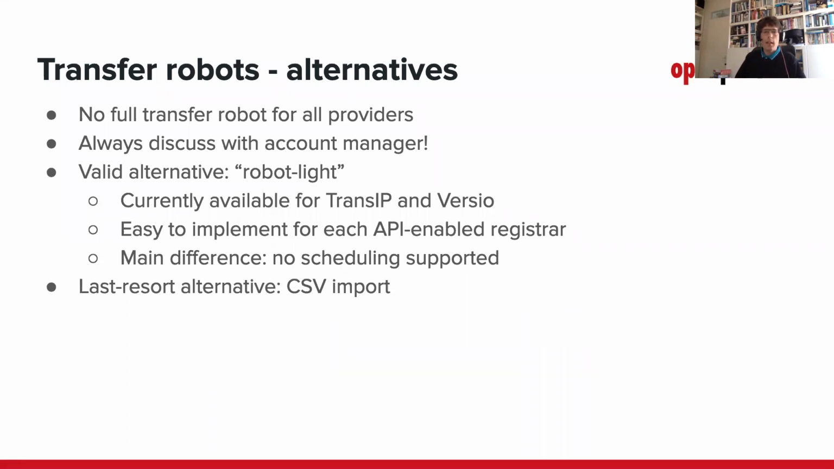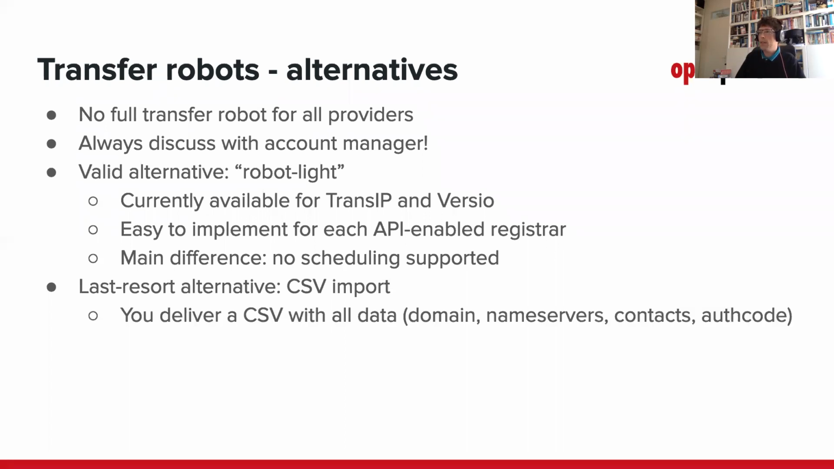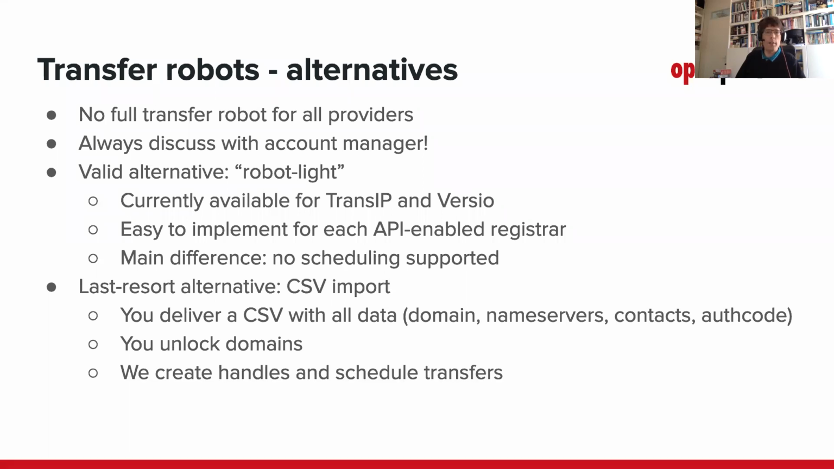In the next slides, I've put a quick overview of the providers for which a robot is available. Oh, wait, I see I have even more here. CSV imports, like I said, you deliver a CSV with all the data. And the difference here is also that you are the one that has to get the data. You are the one that has to unlock the domain names, get authorization codes.